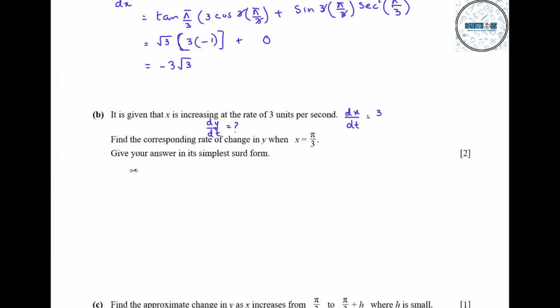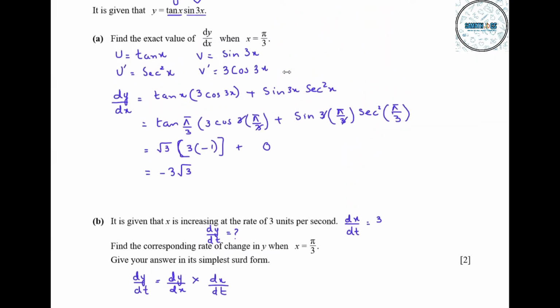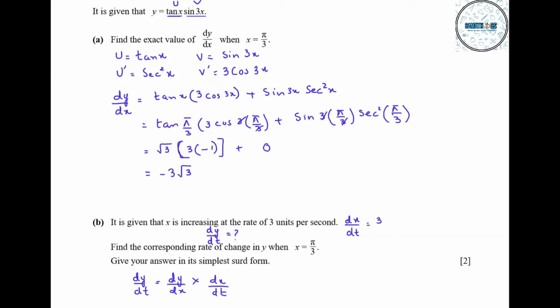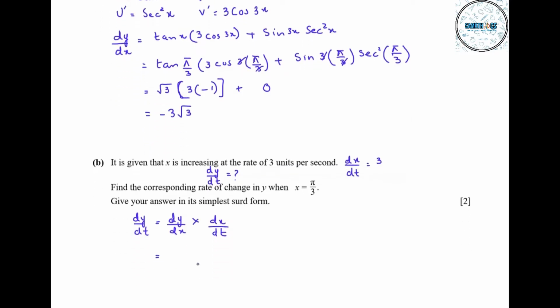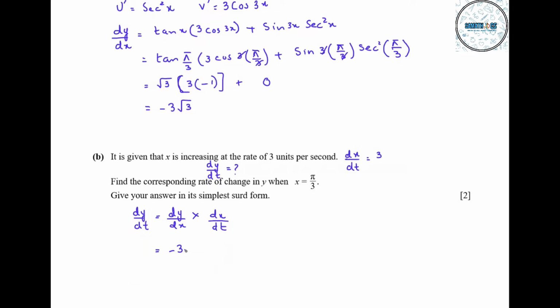So we have dy upon dt is equal to dy upon dx multiplied by dx upon dt. We have already taken out dy upon dx in the last part, where the value of x is pi upon 3. So we can simply write down the answer from there, minus 3 under root 3. Dx upon dt is 3. So it is minus 9 under root 3.